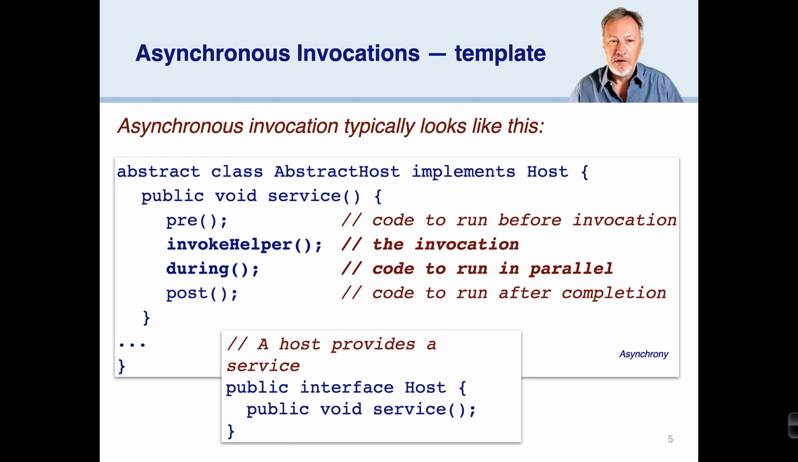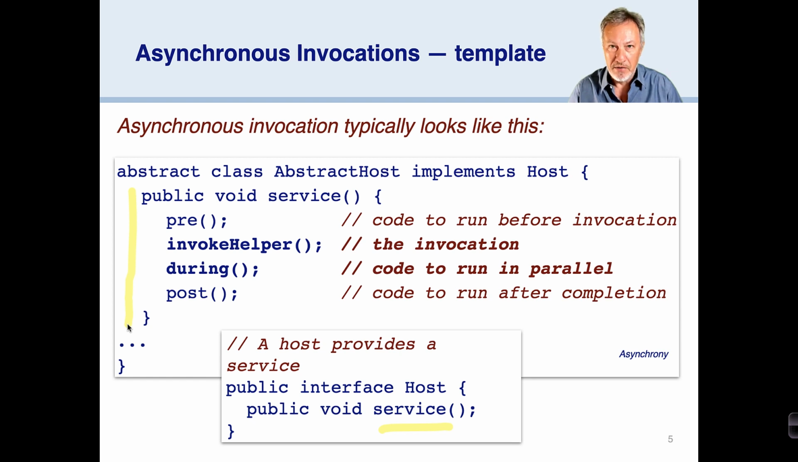Here's a generic template that we're going to be using throughout the lecture today, and we'll use it in the example code as well. It illustrates a generic template of what happens in asynchronous invocations, and we'll see multiple variations of this. So here's an abstract host. It implements the host interface. The host interface is absolutely trivial. A host is an object that provides a service.